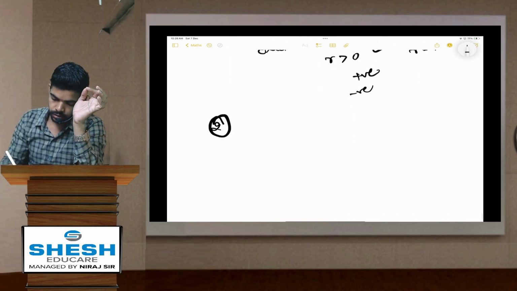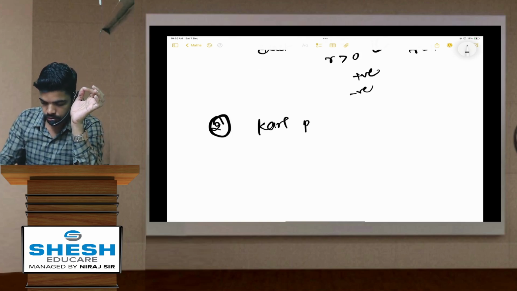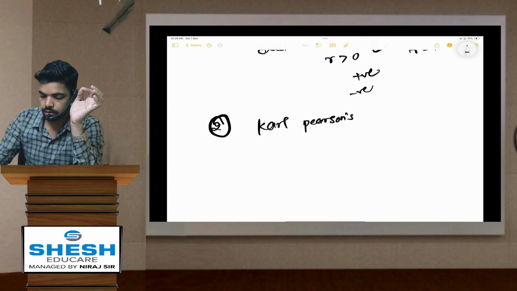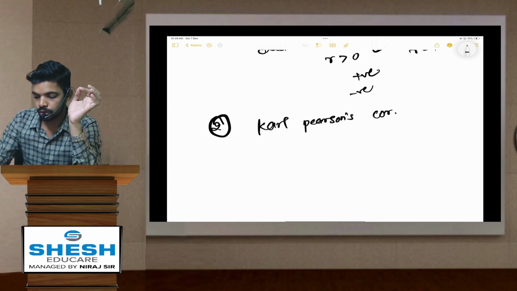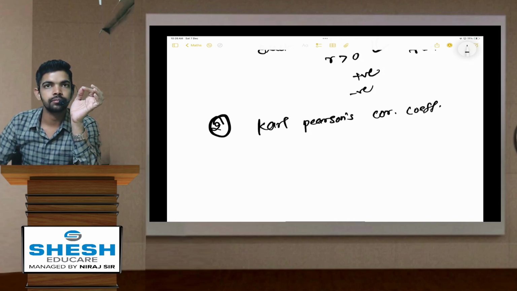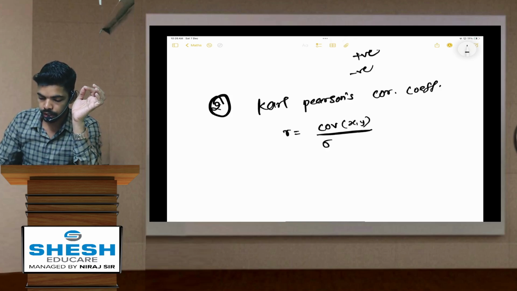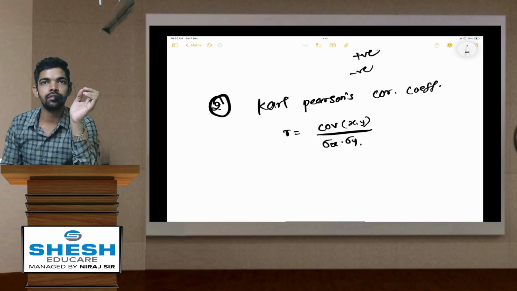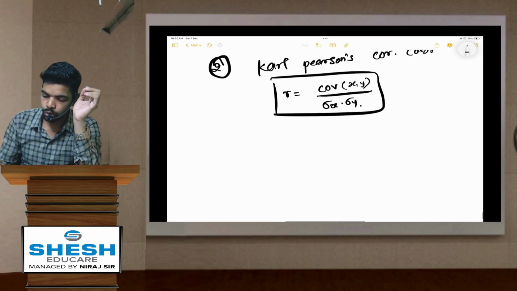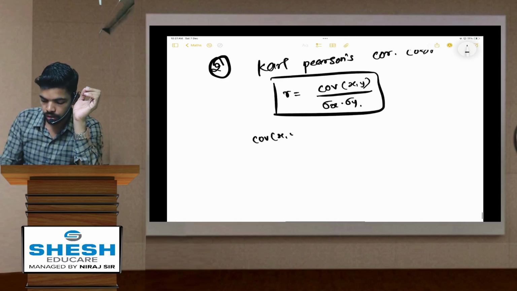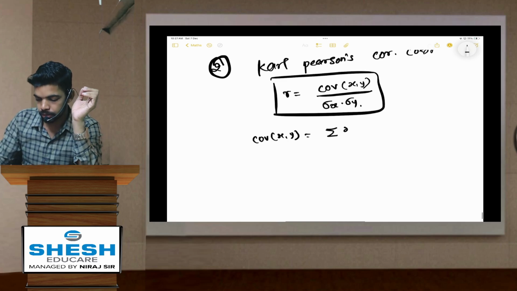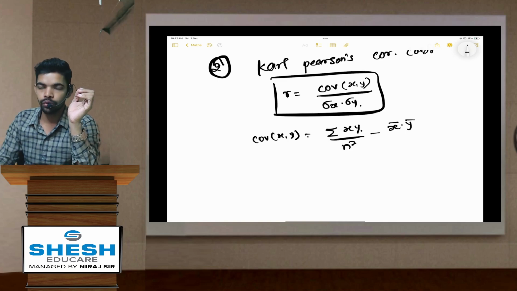Next one is Karl Pearson's correlation coefficient. It is given by r equals covariance of xy upon standard deviation of x into standard deviation of y. This is the formula. Now, how to calculate covariance of xy? Covariance of xy is summation of xy upon n minus mean of x into mean of y.